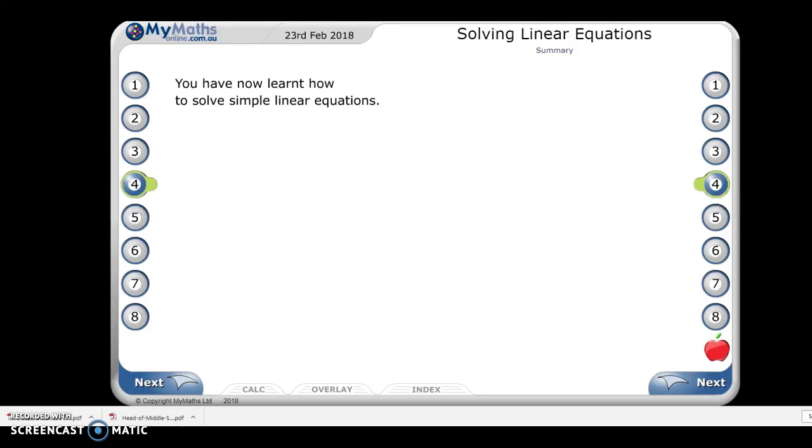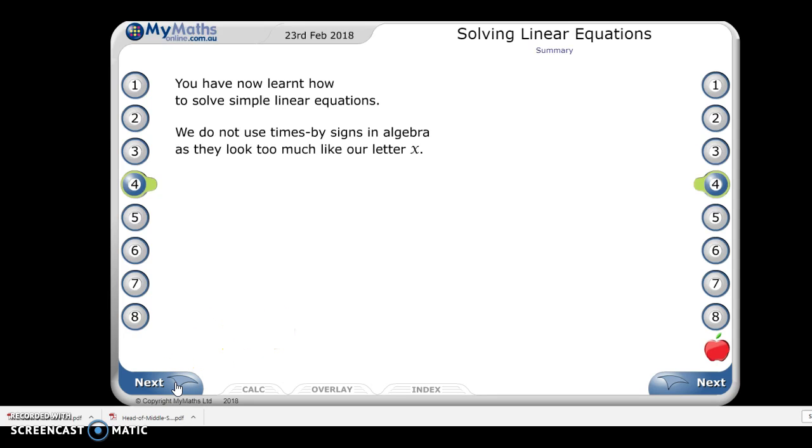Okay guys, I'm going to take you through the second part of the My Maths Online lesson which we had started early last week. So following from section 4 onwards, this is the solving linear equations. Now you've learnt how to solve simple linear equations.